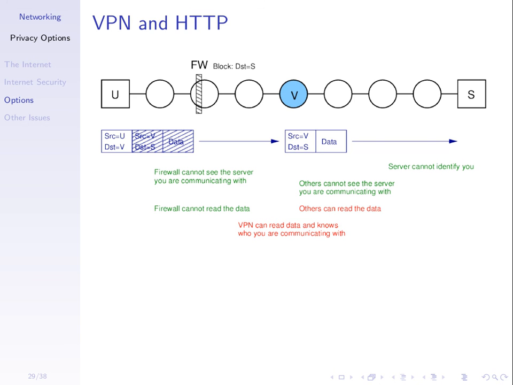So we have one flaw here. Others can read the data. And the VPN can read the data. It's unencrypted. And they know it's you contacting the server. Right? The VPN knows the request came from you, and it knows the destination is S. So the VPN does know who you're communicating with. How do we ensure others cannot read the data? How do we keep that data confidential?